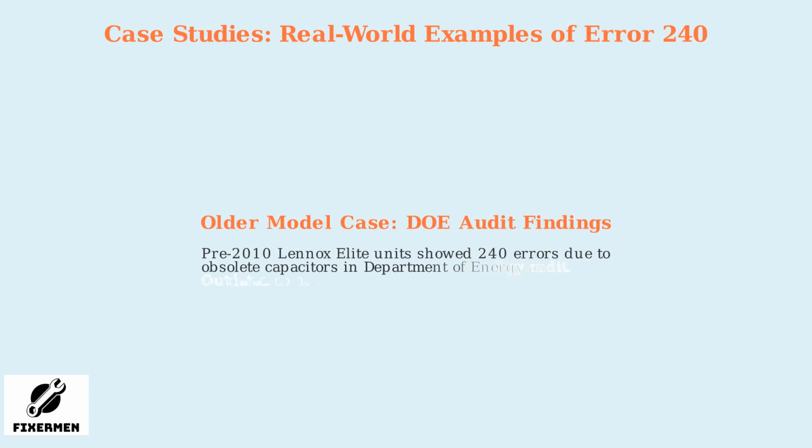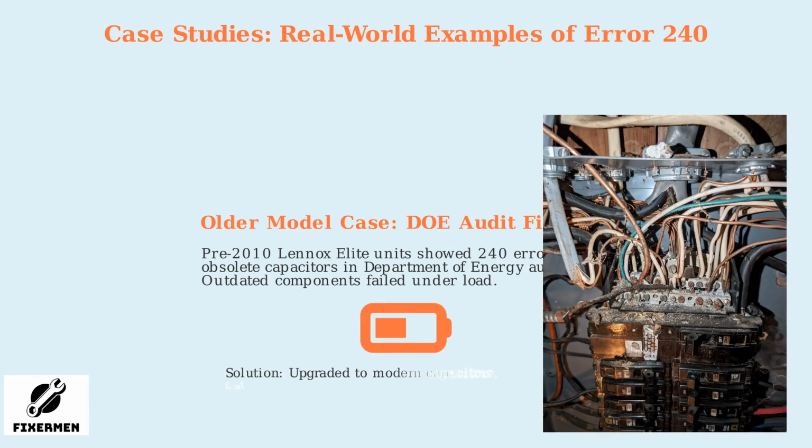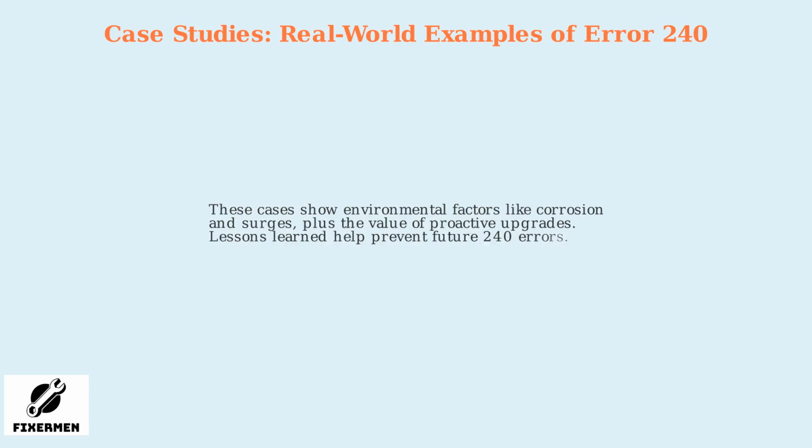Finally, a Department of Energy audit of older Lennox units revealed 240 codes from obsolete capacitors. Upgrading to modern equivalents eliminated the errors and reduced energy costs by 20 to 30%. This underscores the benefits of replacing outdated components in aging systems. These examples illustrate how environmental factors and system age contribute to error 240. Proactive maintenance and upgrades can prevent costly failures and improve efficiency.